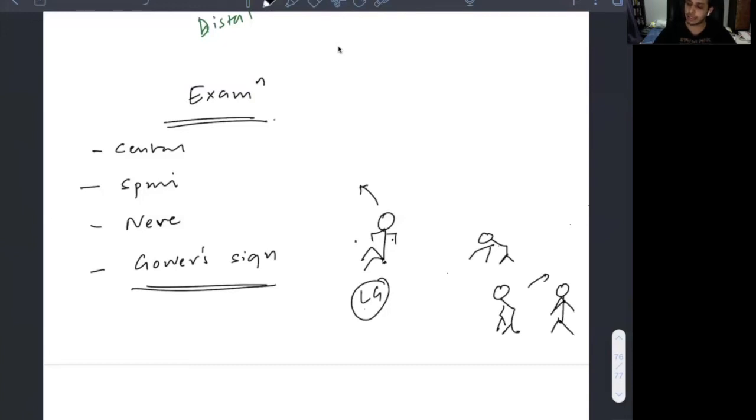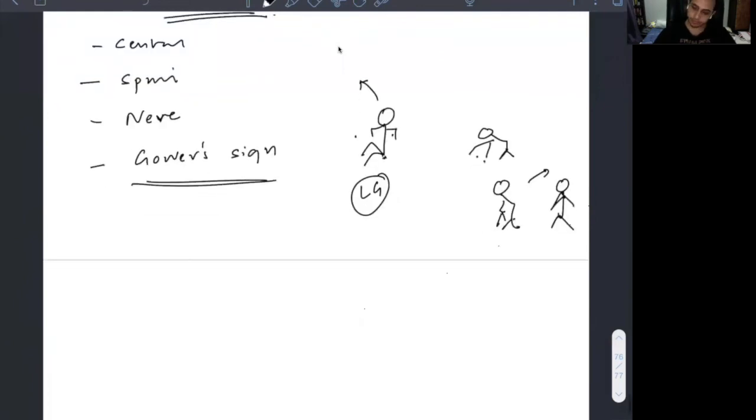So he's basically walking up his own body. It'll be first on the floor and then on his thighs, and then he will get up. So this is Gower sign.